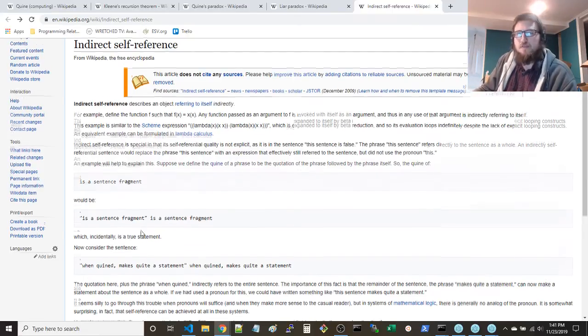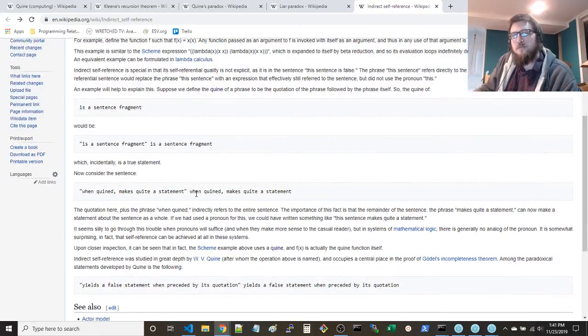Now consider the sentence, "when quined makes quite a statement." When quined, quote unquote, "when quined" makes quite a statement. The quotation here plus the phrase "when quined" indirectly refers to the entire sentence.